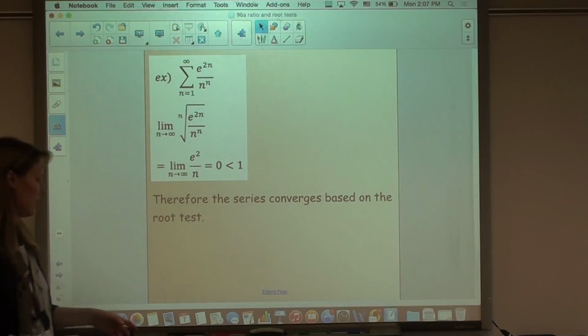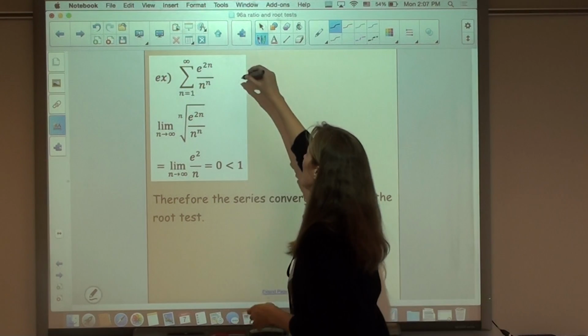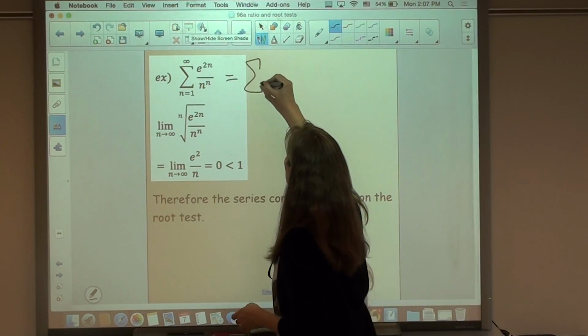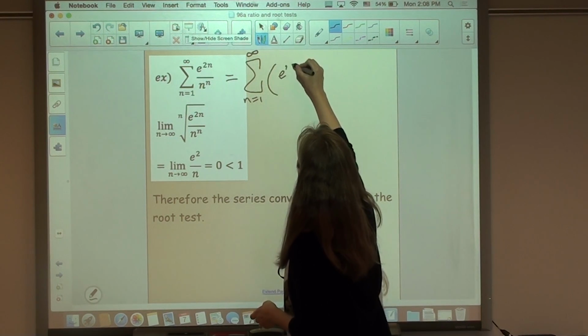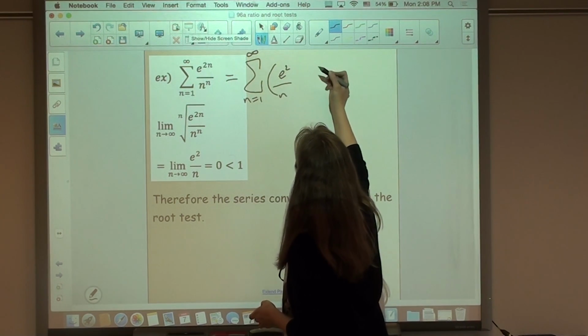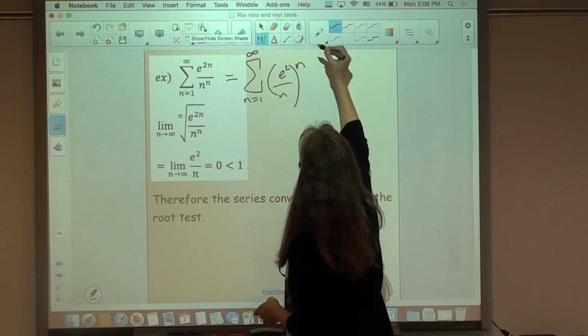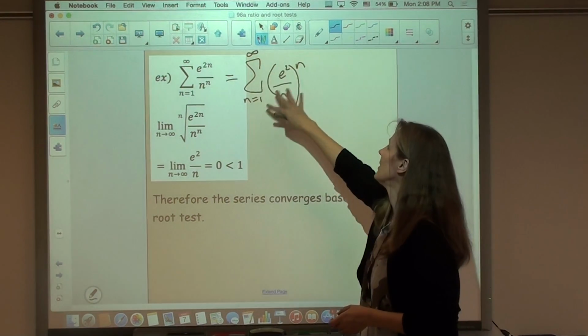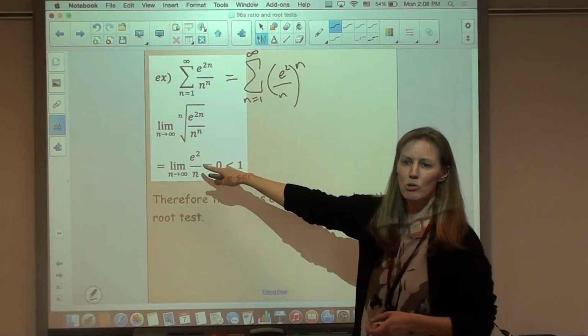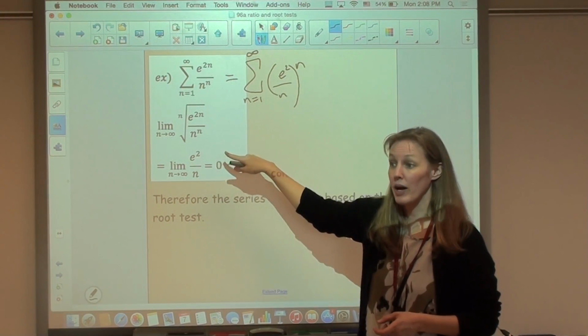If it bothers you to do it this way and you want to write it as e squared over n, now it's going down to the n. If you want to write it like that first before you take the nth root, if that makes it easier, that's fine. Whatever works better.